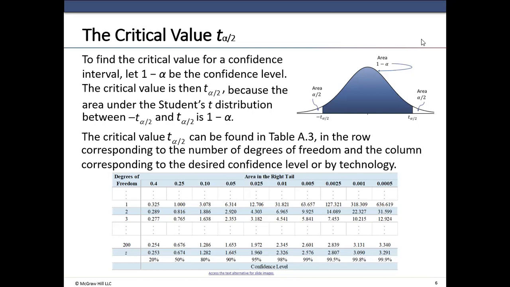And the answer is minus 3.182 on the left tail. On the right tail, it is 3.182. So if you go in the table over here, go to the third row, which is degrees of freedom 3. And on the top blue row, draw a vertical line through area in the right tail 0.025 and a horizontal line through degrees of freedom 3. It intersects at 3.182, same as what we obtained with our calculator. So we will be using the calculator instead of the table.